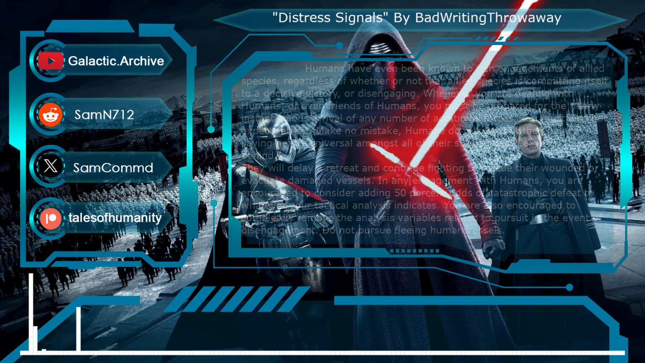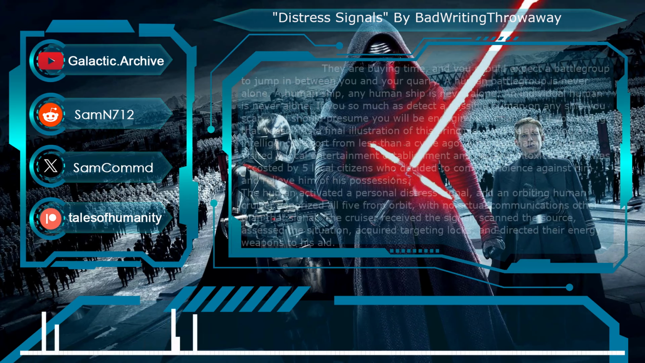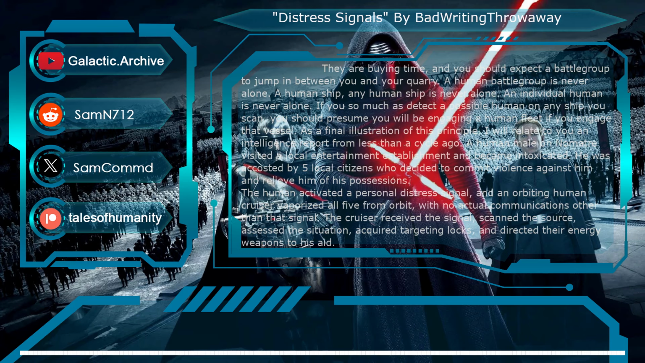Do not pursue fleeing human vessels. They are buying time, and you should expect a battle group to jump in between you and your quarry. A human battle group is never alone. A human ship, any human ship, is never alone. An individual human is never alone. If you so much as detect a possible human on any ship you scan, you should presume you will be engaging a human fleet if you engage that vessel.